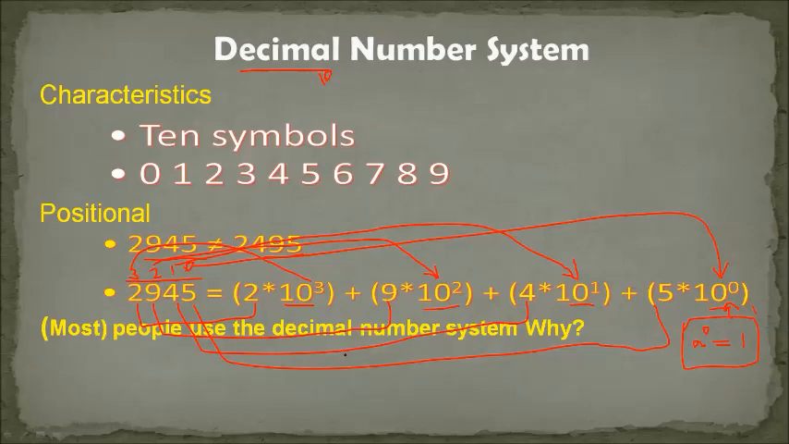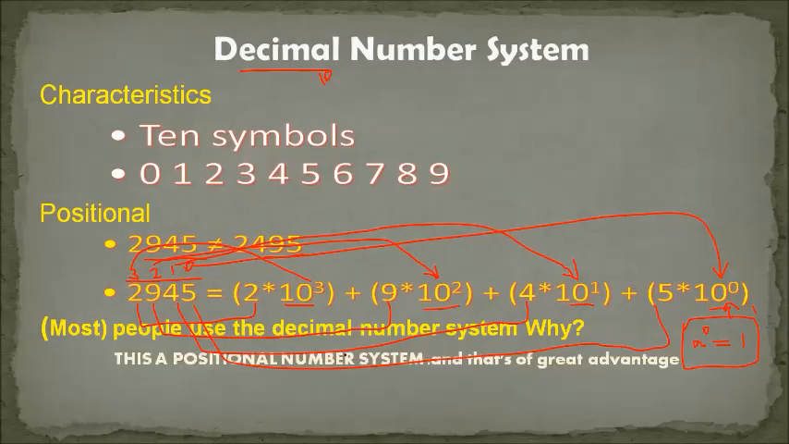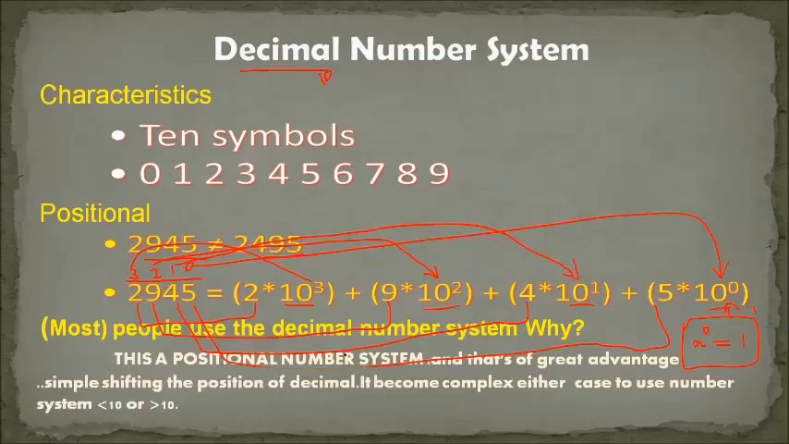Now, most people use the decimal number system. Why? Do you have any idea? This is a positional number system, and it has the great advantage of simply shifting the position of the decimal point, and it becomes complex in either case to use a number system less than 10 or greater than 10. When you are shifting the position here and there, wherever you want to change, you can change very well, but you cannot go more than 10 or less than 10. This is why people are using the decimal number system.